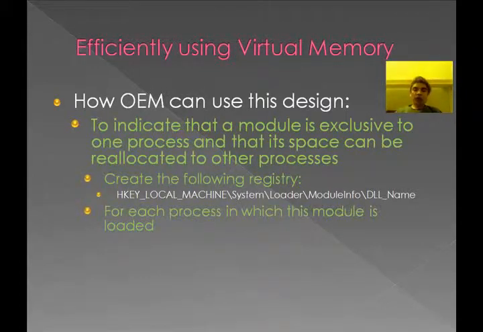So what an OEM can do, if the OEM knows that their DLL XYZ is loaded only in process A, is place this DLL name here. Once that DLL name is there, the init vmmap during device boot up time will understand about that DLL, and whichever process loads that DLL, the virtual memory used by that DLL will be exclusive to that process, and the gap created by that DLL in other processes can be reused by other DLLs in those processes when there is a need for that virtual memory.